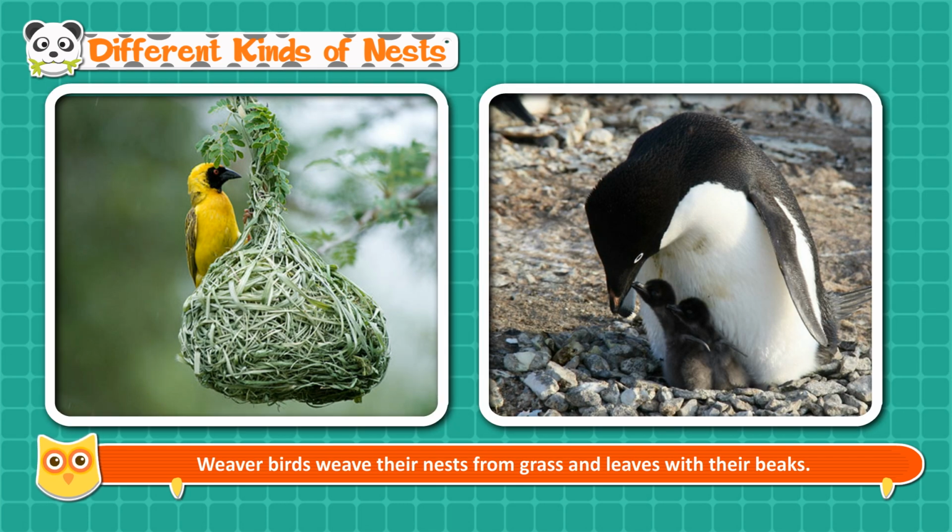Weaver birds weave their nests from grass and leaves with their beaks. The nest hangs down from the branches of the tree. It has a slight bend inside it, which prevents the eggs or the young ones from slipping out. Penguins live in cold places. Since it is difficult to find twigs and leaves there, penguins simply put together a few pebbles and their nest is ready.